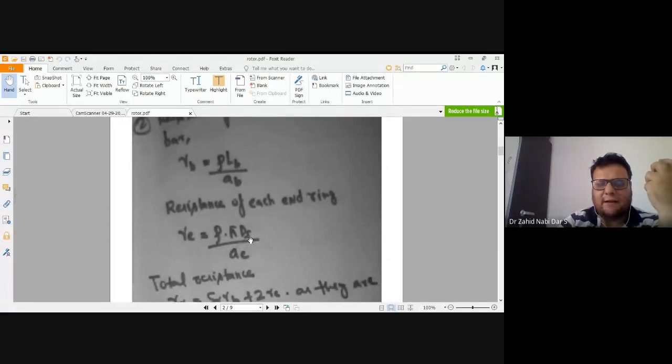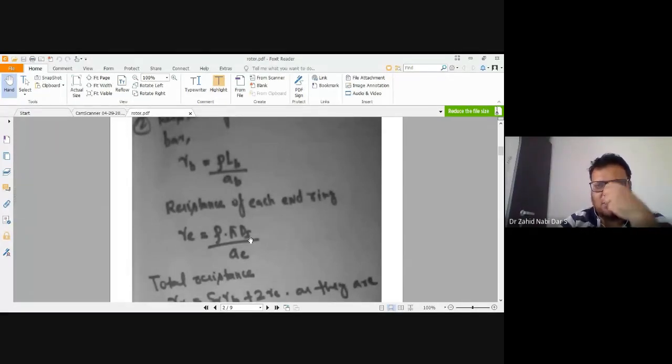If you have to define resistance, how do you define it? At constant temperature and pressure, your current density is proportional to your electrical field intensity, or voltage gradient. That means J is equal to V by L. Voltage per length is equal to what? I by A. So V by L is equal to I by A.